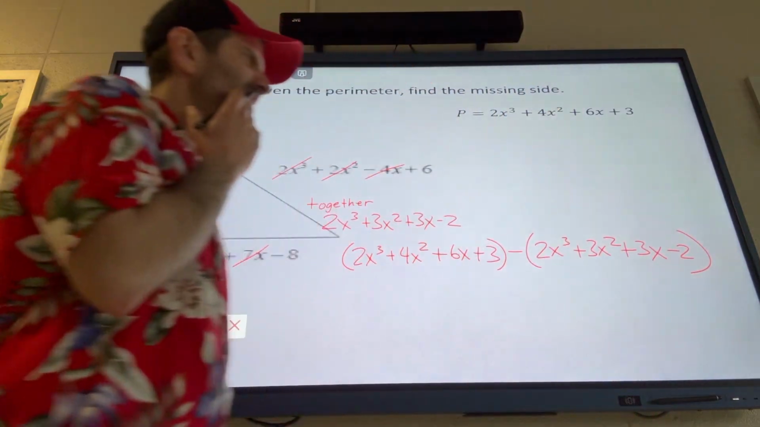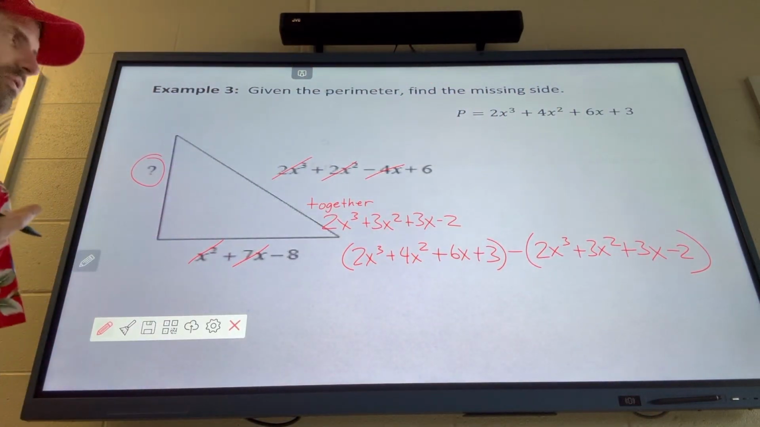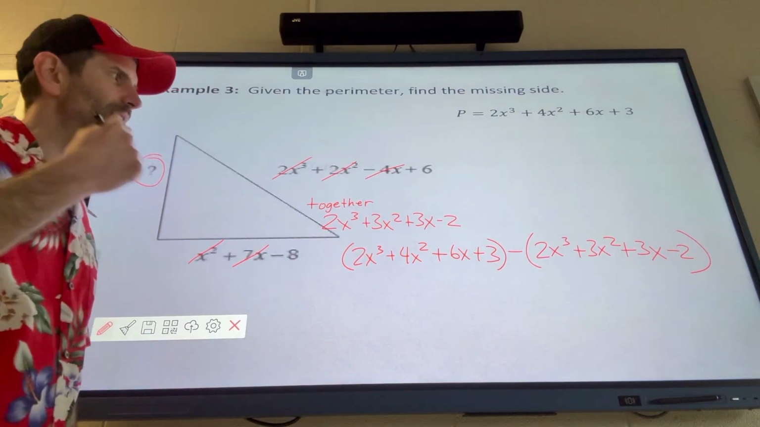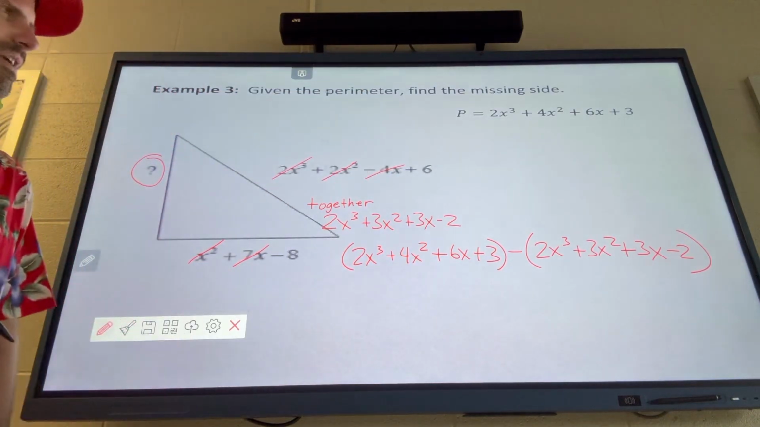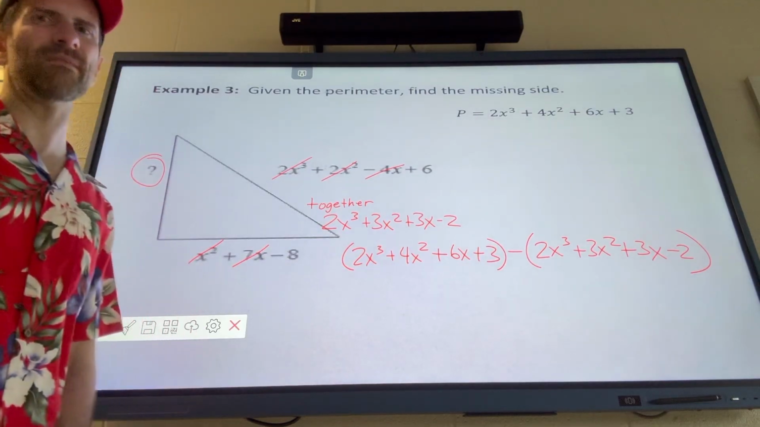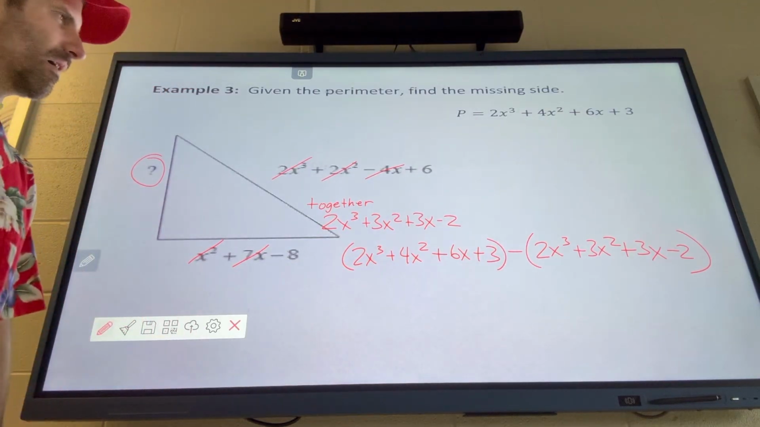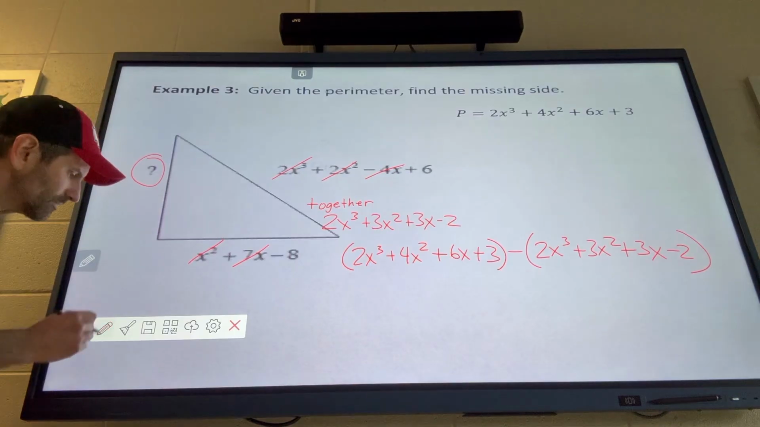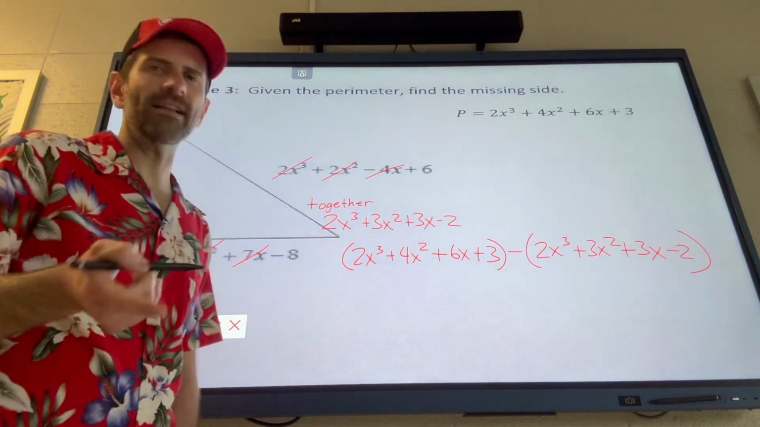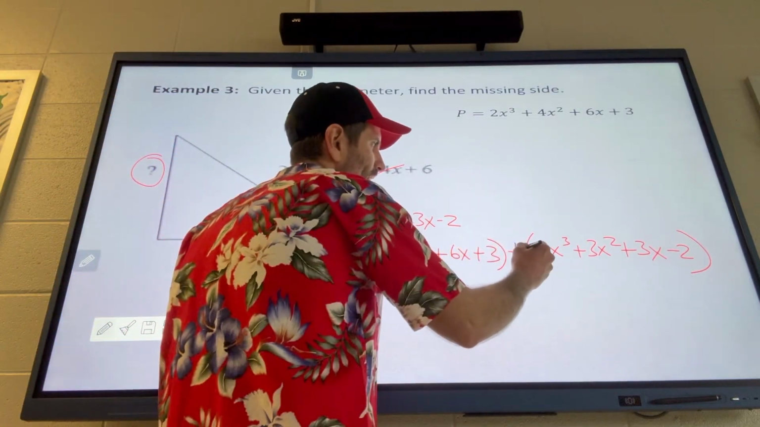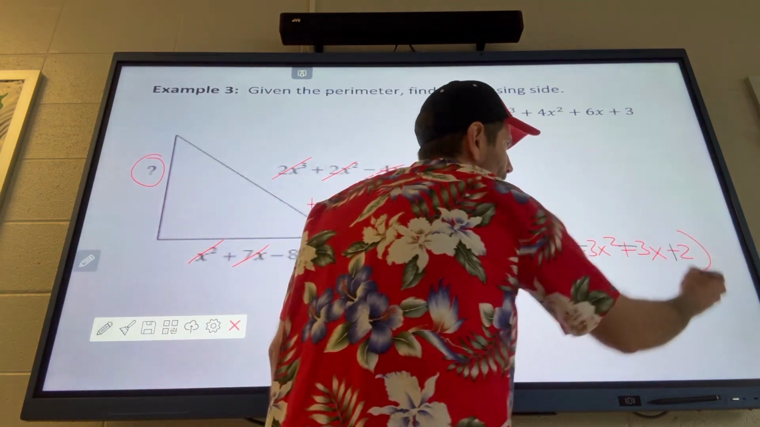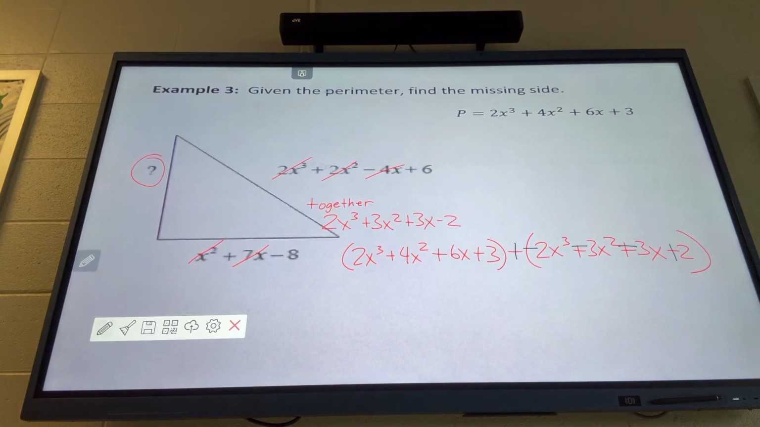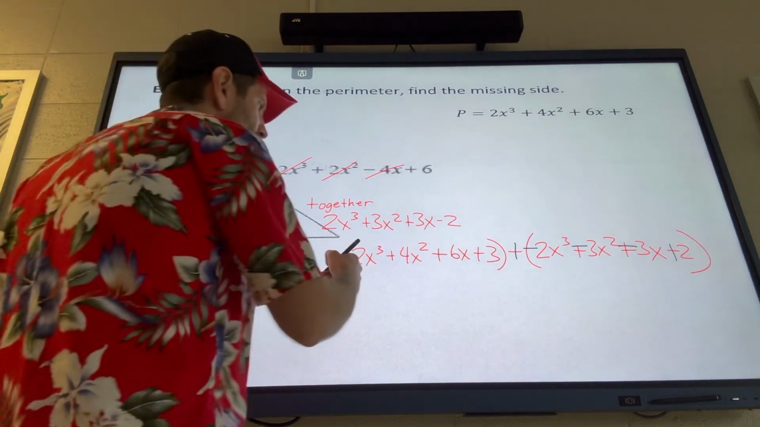Now class, we've got a lot of terms going on here, so we just want to be really conscientious, really careful, really deliberate about our steps, because we don't want to miss like a negative or something and throw this all off or askew. So when we subtract, I like to think of it as adding the opposite. And then combine like terms.